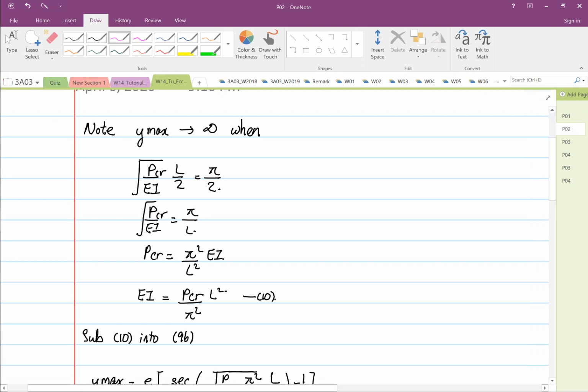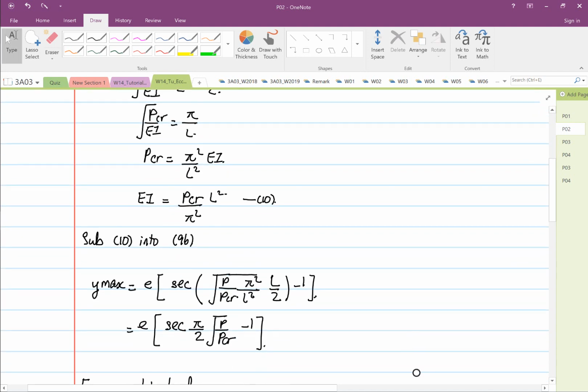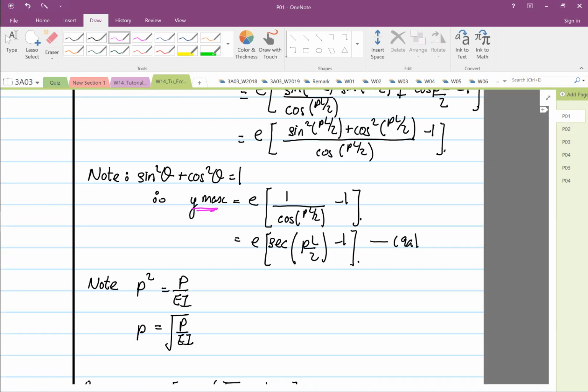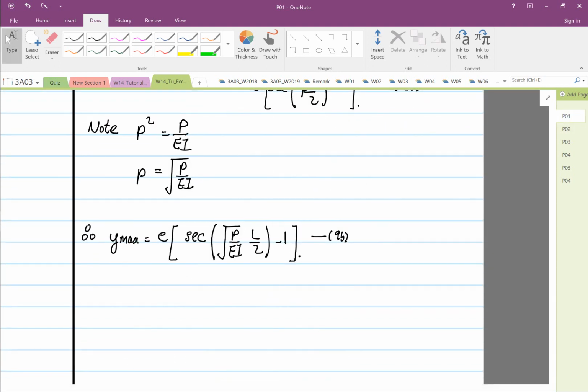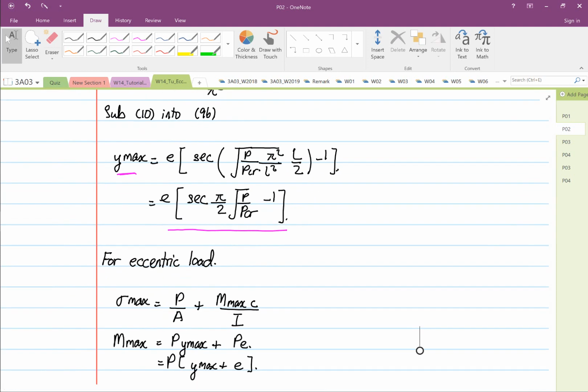So now the load, rather than P, is our critical load by EI L squared. You have this expression. Then we have our EI expressed in P critical load L squared over pi squared. And then we substitute equation 10 into equation 9b. This is our y max in terms of, to get our y max value. The expression before that you have over here, and the expression we get now is in terms of the critical load.